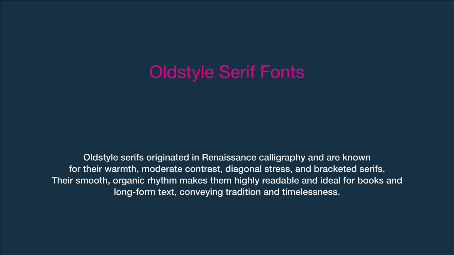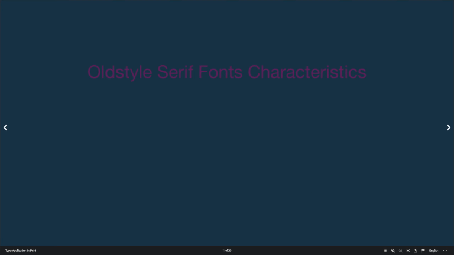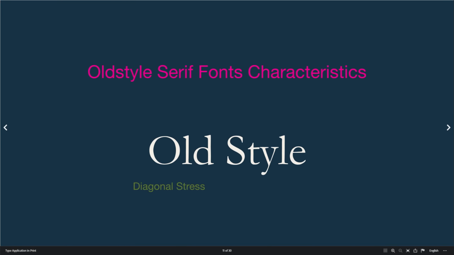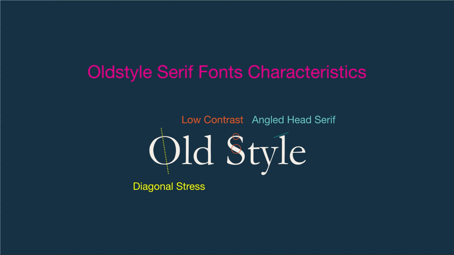Oldstyle serif typefaces are defined by diagonal stress, moderate stroke contrast, angled head serifs, and gently bracketed serifs. These features reflect their roots in Renaissance calligraphy and create a warm, organic texture on the page. Because of this balanced structure, Oldstyle serifs are especially comfortable for extended reading.